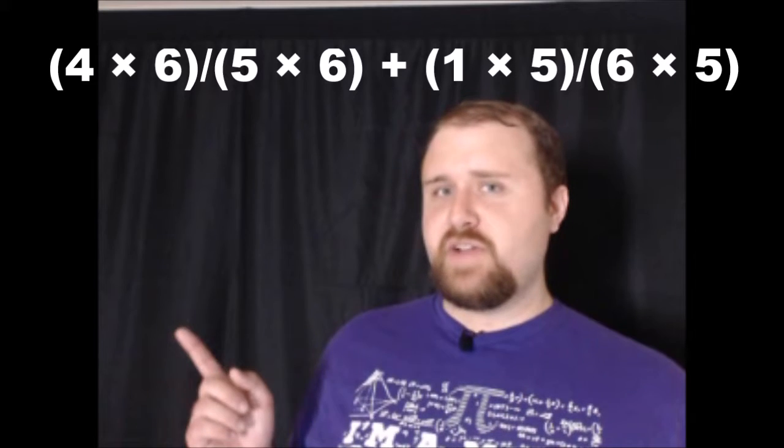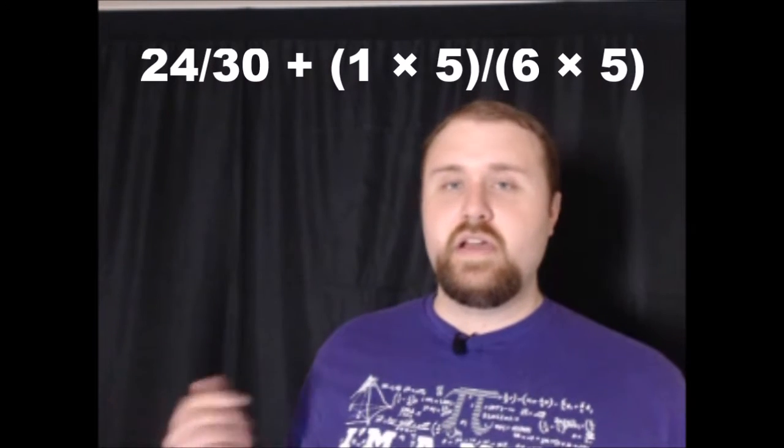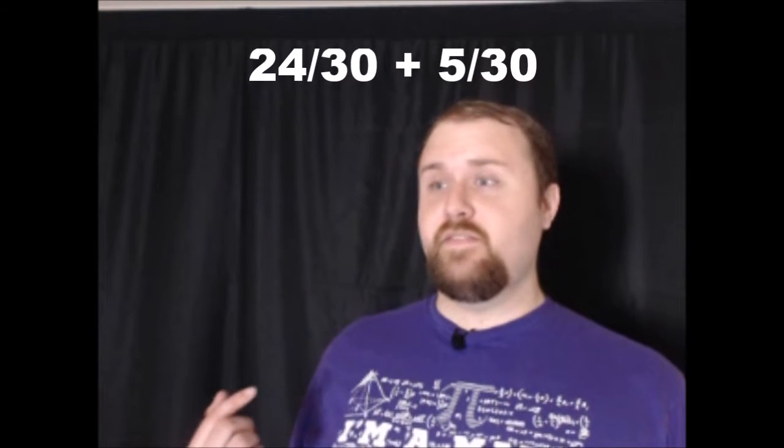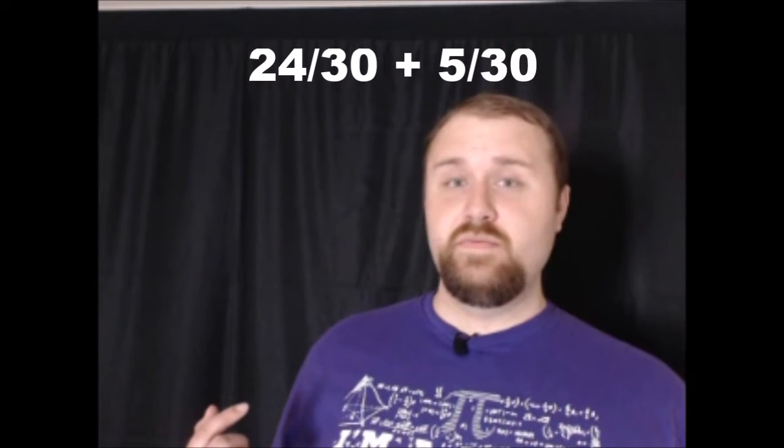So I multiply my first fraction by 6/6, which gives me 24/30, and I multiply my second fraction by 5/5, which gives me 5/30. 24 plus 5 is 29. That gives me 29/30. The advantage of multiplying the denominators is that it always works. In some cases, you might be able to find a denominator that's less than the number you get if you multiply them together, but it's not guaranteed all the time.